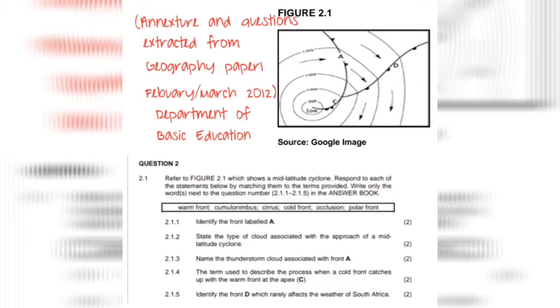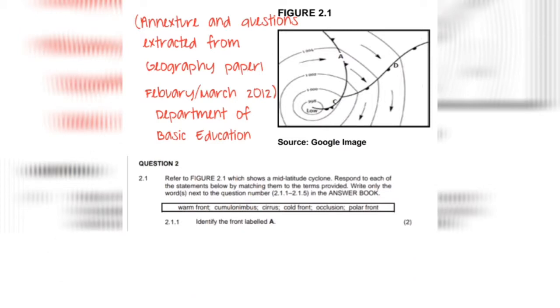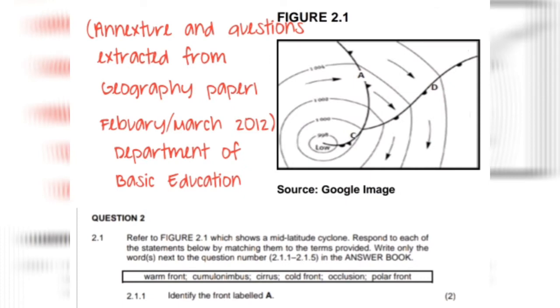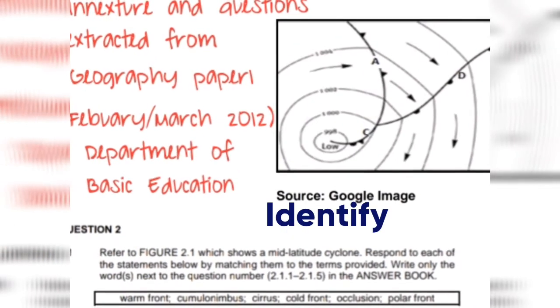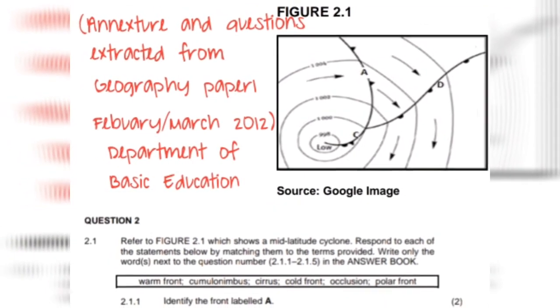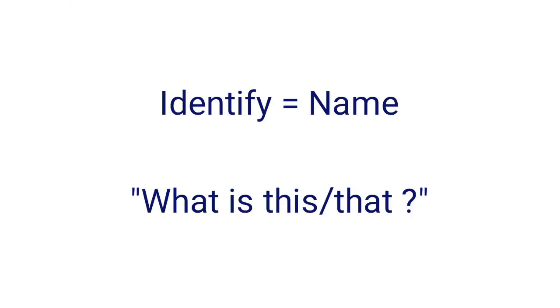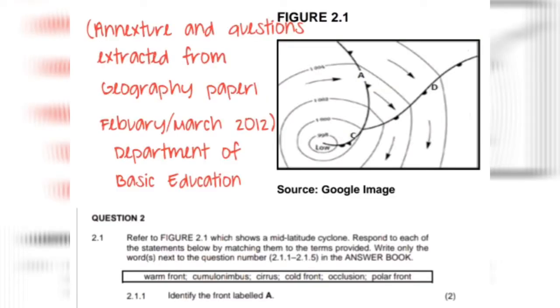Now the first question, 2.1.1, says, identify the front labeled A. And you can see it's for 2 marks. Now let's look at the verb of this question. It says you should identify. Now, what is to identify? To identify is to name or to tell what something is. So they're saying you should identify the front labeled A. Now, remember what you have learned about the front.